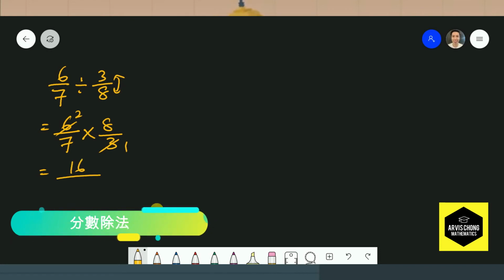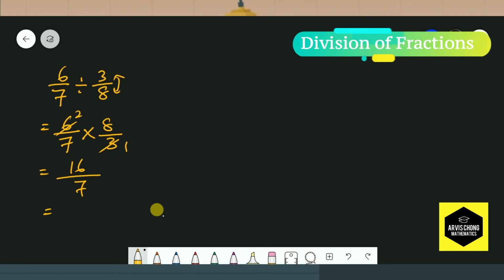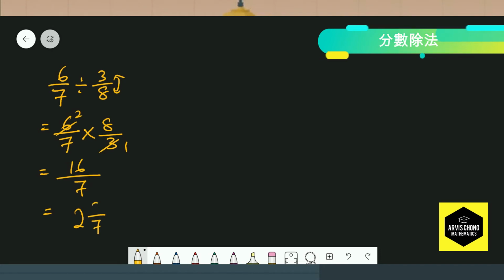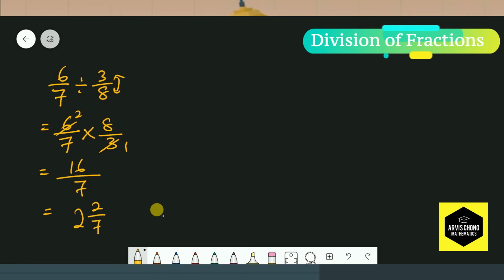Then eventually you change this to a mixed number. So I will get 2, then here is 7, here is 2, because we know you get 16. So here 2 times 7 is 14, plus 2 is 16. So this is our final answer.